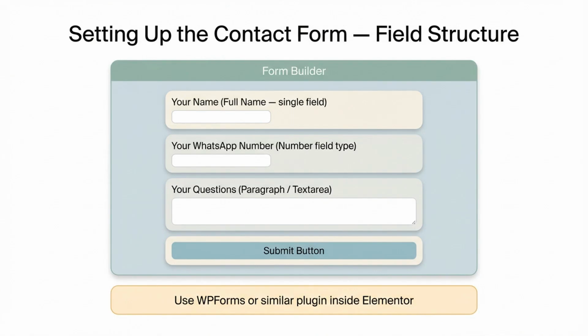Now let's look at building the Contact Us form. The form has a specific structure, a full name field, a WhatsApp number field, and a questions paragraph field. Each field type matters. The name uses a single text input, the phone number uses the number field type, and the questions use a paragraph or text area, so visitors have room to write longer messages.